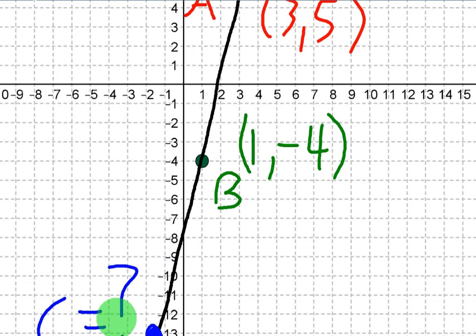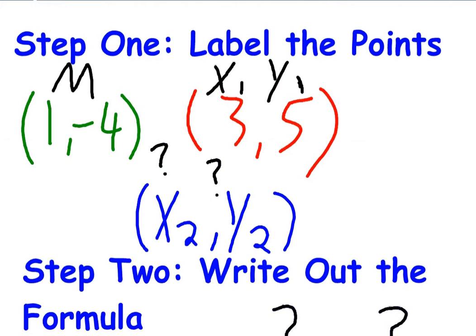Well, guess what? We're still going to use the equation for midpoint. It's just that we're solving for the endpoint. I'm going to show you how to do that. So when we label our points, (1, -4) is our midpoint. (3, 5) is the first point they gave us. We're solving for the second point, C, which we will call (x2, y2).